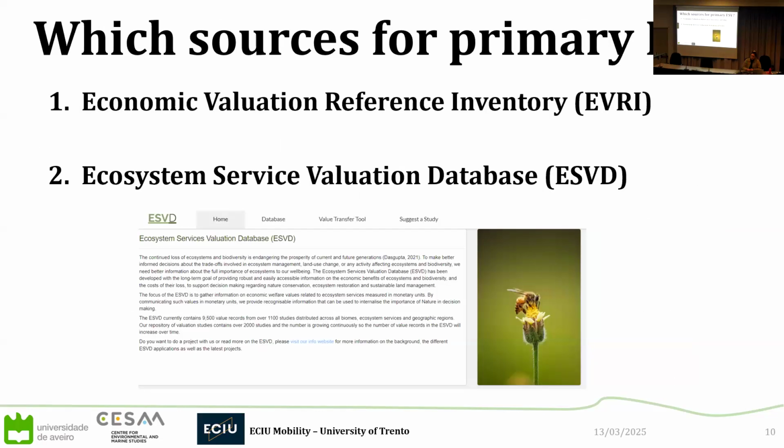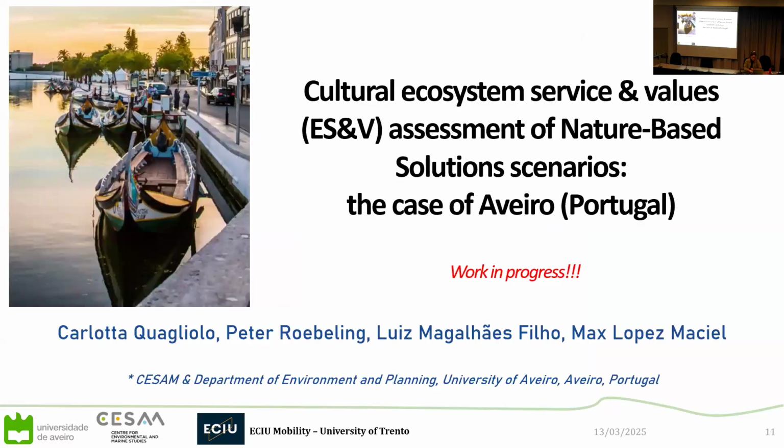There are various sources that can be used for primary ecosystem service value estimates. I just reported 2 of them: the Economic Valuation Reference Inventory, but also the Ecosystem Service Valuation Database, ESVD, which is the one I'm actually using mostly recently. And if you're interested, I can give you some links.